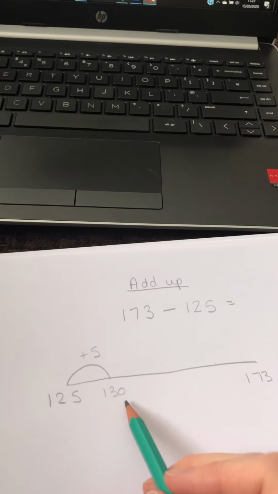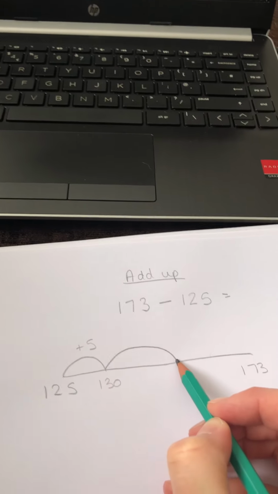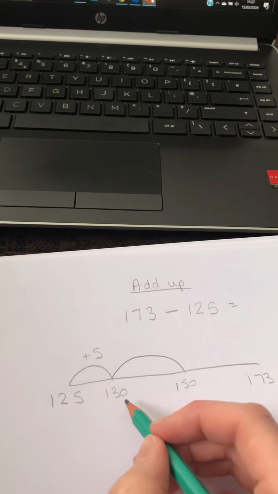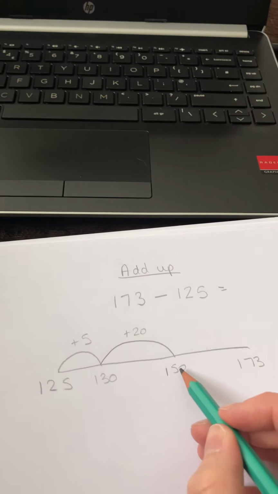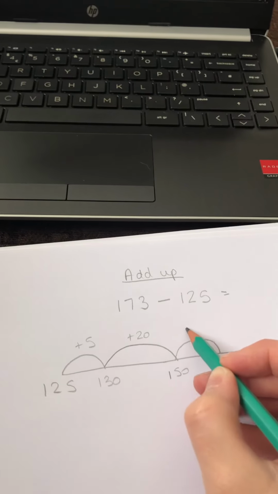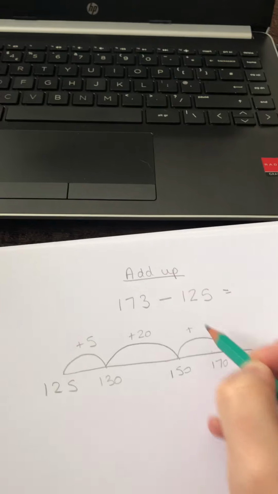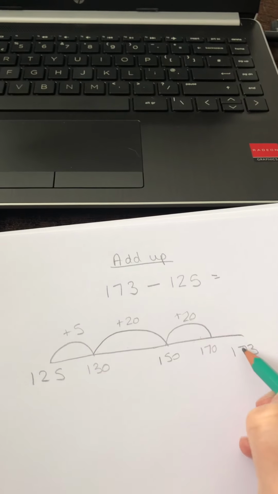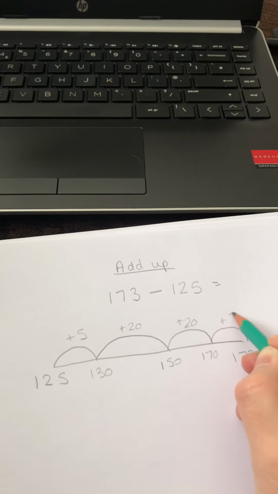So I'm going to do a big jump. I think we'll take it to 150. Again, that's a nice, easy number to count on from. So to get to 150, I would need to add on 20. Okay, and then I'm going to do another jump to 170. And that means I needed to add on another 20. And then all I've got to do now is add on my 3 to get to 173.